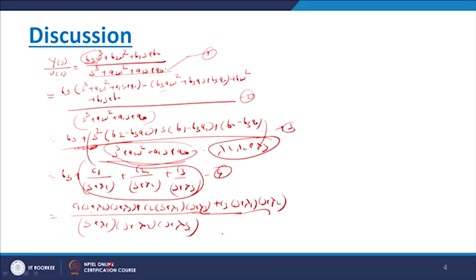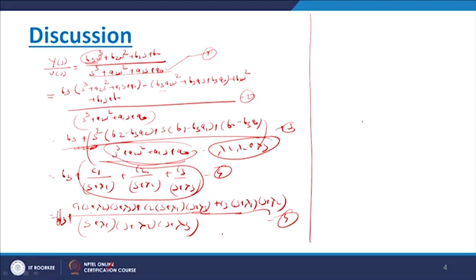So now we have got this equation and this equation, and we have taken this B3 separately. So let us say B3 plus this. But now we are comparing this equation 3 and 4. So when we compare equations 3 and 4, what will we get?